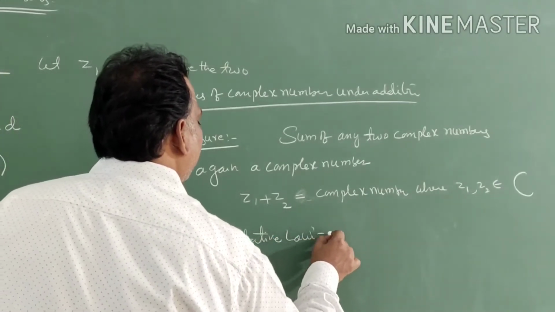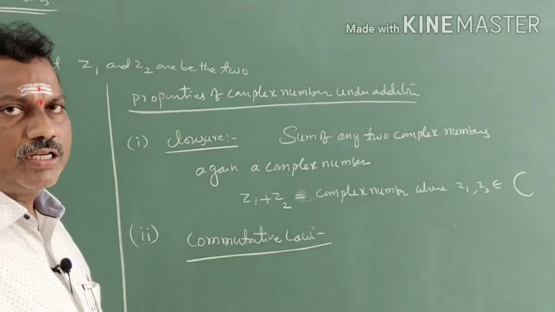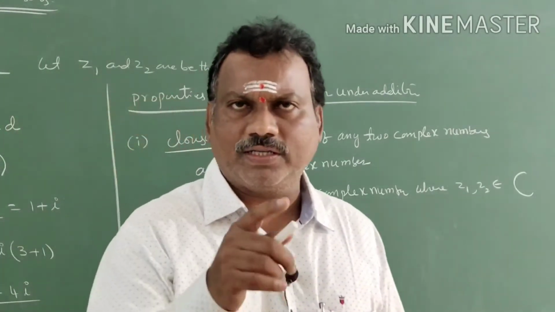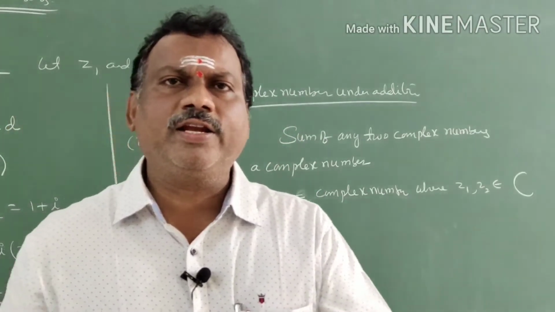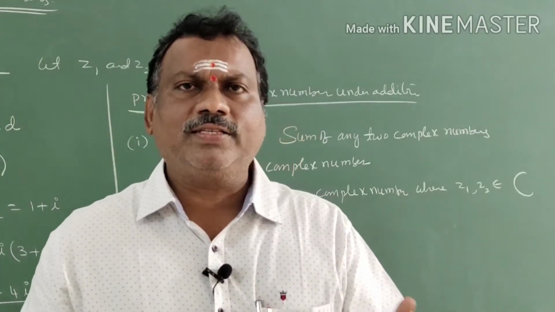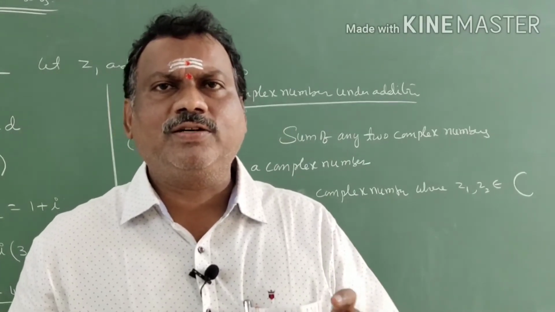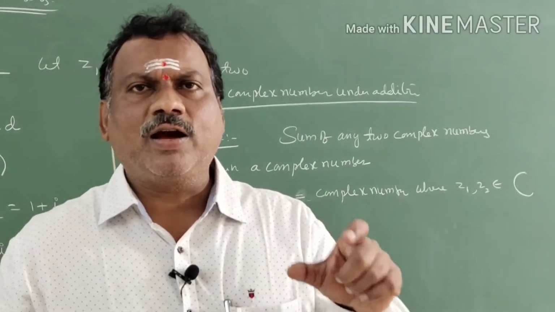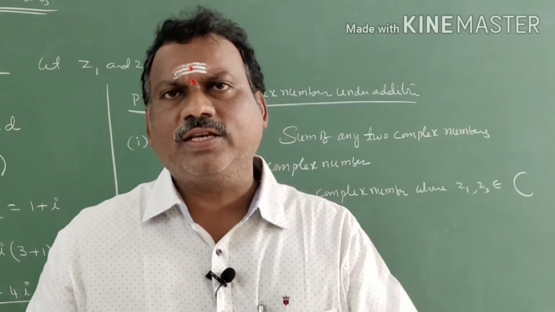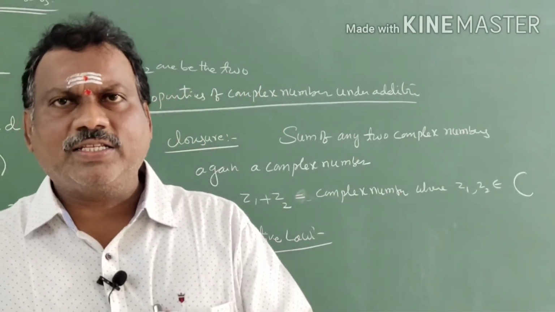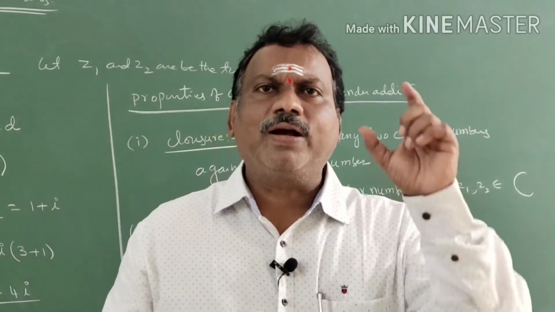You know very well what the commutative law is in algebra. Algebra means in real numbers. Let A and B be any two real numbers. They satisfy A plus B is equal to B plus A. It is called commutative under addition. Suppose A into B is equal to B into A. It is also commutative under multiplication.